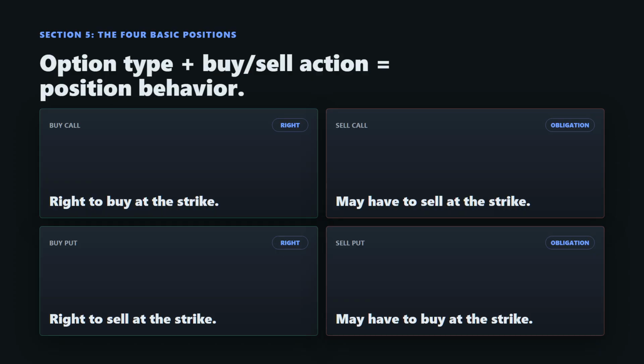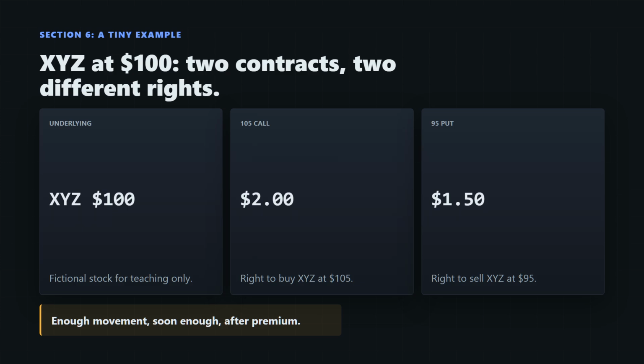So what is an option really? It is a contract based on an underlying asset. It has a strike price. It has an expiration date. It has a premium. Calls give buyers the right to buy. Puts give buyers the right to sell. Buyers pay for rights. Sellers collect premium and may accept obligations. If you understand that, you already have the foundation for every strategy we will cover later. In the next lesson, we will slow down on calls and puts and make the 4 basic positions feel automatic.